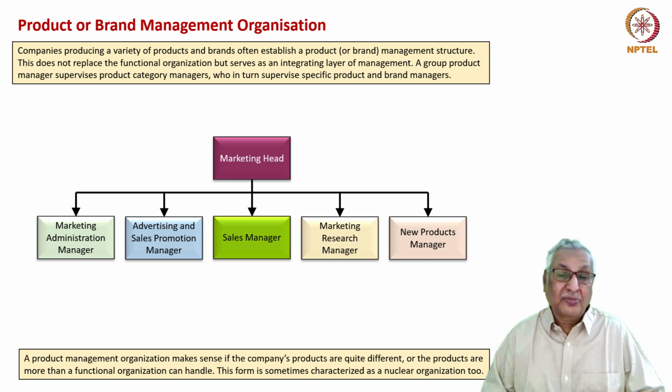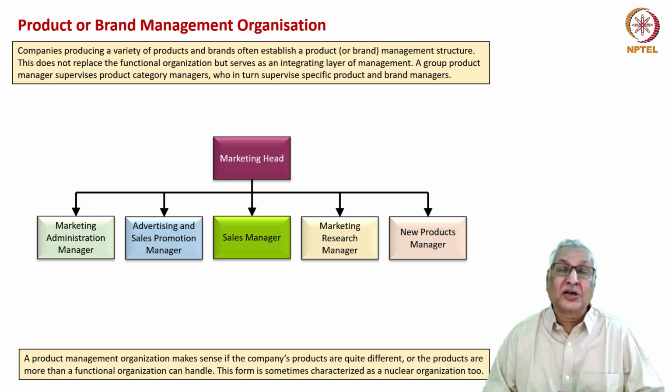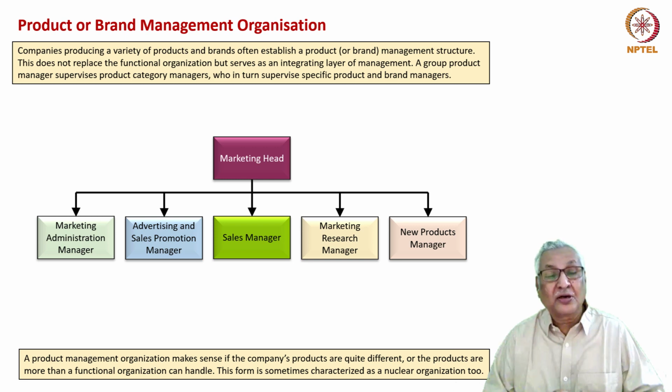You may have a product management head who looks after advertising, administration, sales promotion, actual sales effectiveness, marketing research, new products, etc. But you may also have a product manager who looks at some of the activities in greater detail and helps the marketing head. A product management organization makes sense if the products of the company are quite different or the products are more than a functional organization can handle. This form is sometimes characterized as a nuclear organization too.